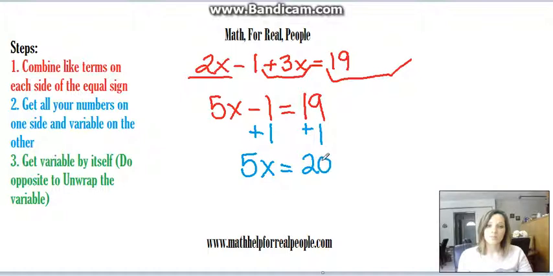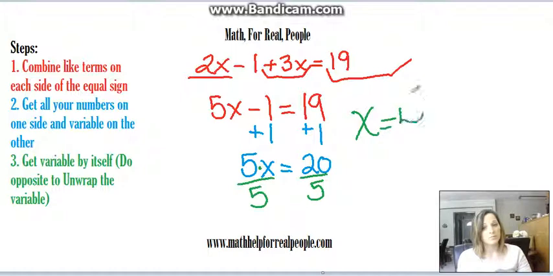And then step 3, it says get the variable by itself, so do the opposite. We are still unwrapping it. It's being multiplied, so we need to do the opposite of multiplication, and we need to divide. Also, if you already know that answer, then you already know that answer, right? And you are done. You got your terms all together on both sides.